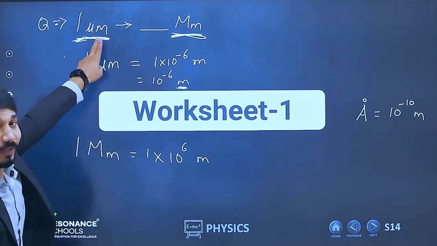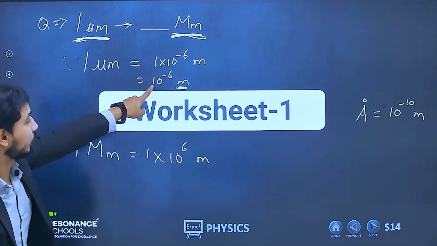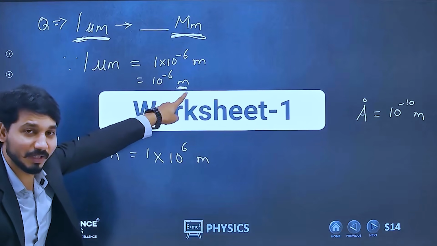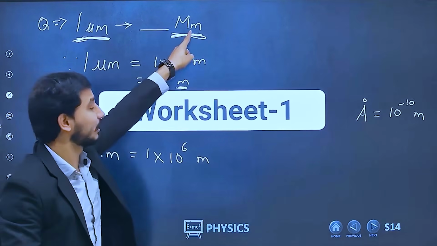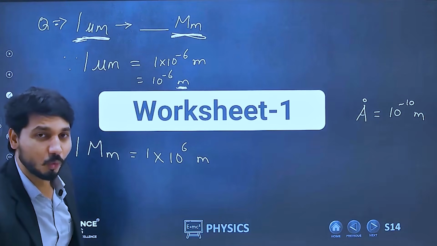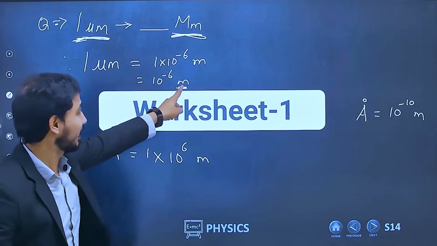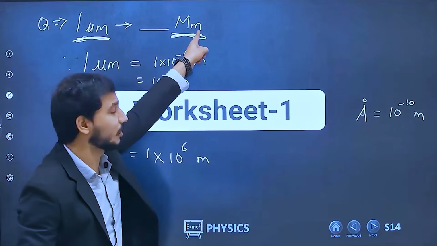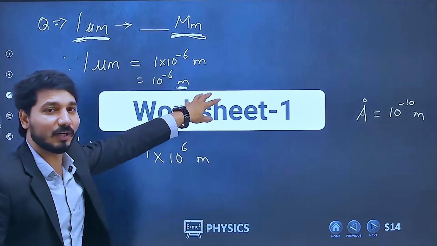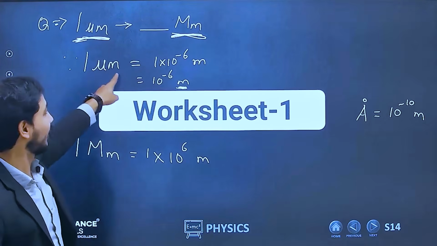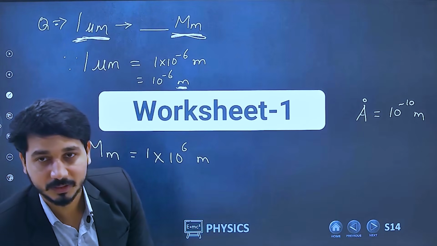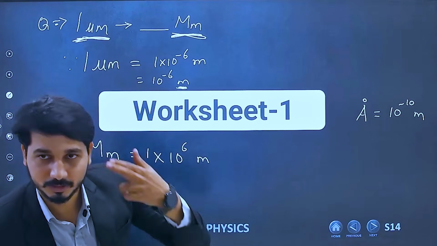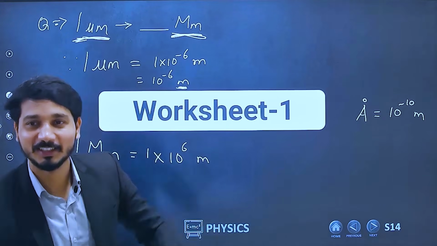We have calculated 1 micrometer is equal to 10 to the power 6 meter. But we want the answer in megameter. If somehow we calculate 1 meter is equal to how much megameter, we can get our answer: in 1 micrometer, how much megameter will be there. Yes? No. Didn't get.